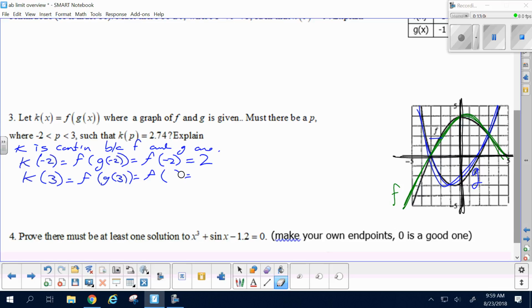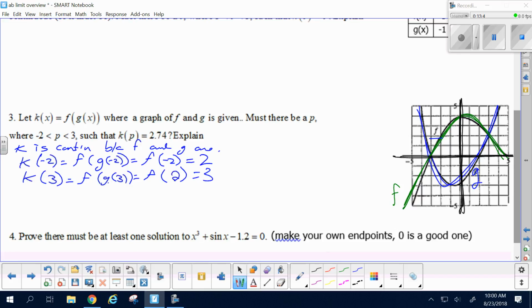All right, let's start with G of 3. I'm on the blue curve. G at 3 is 2, right? Okay, G of 3 is 2. Now I put 2 into F. F at 2 is the green curve at 2. What's the green curve at 2? 3. Okay? Now then, as K goes from 2 to 3 continuously, it must have passed through 2.74.